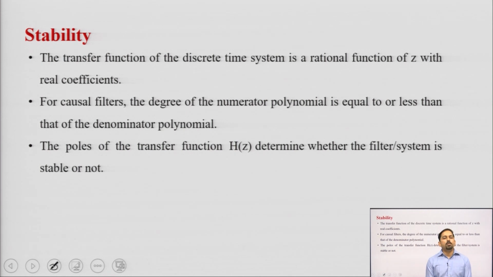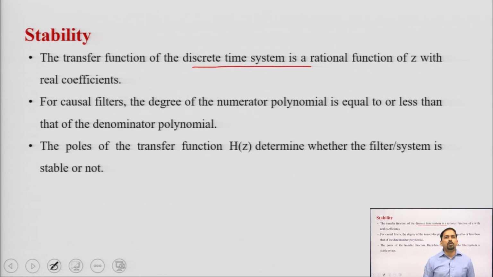Now, we will check the stability, because stability plays a very important role in digital signal processing, because if the system is unstable, then we are not going to realize those types of systems. So, generally we realize those systems which are said to be stable. So, as per the definition of stability, the transfer function of the discrete time system is a rational function.